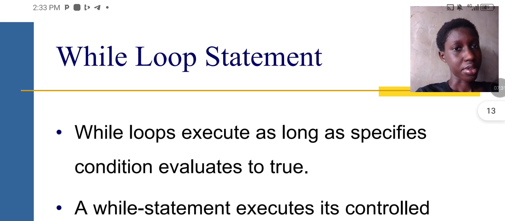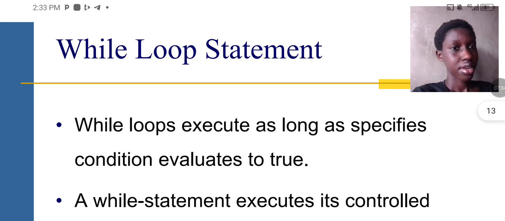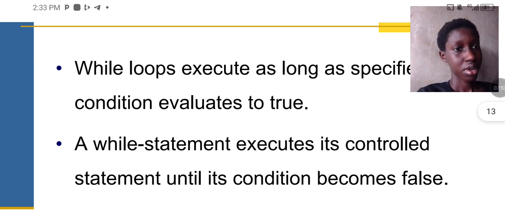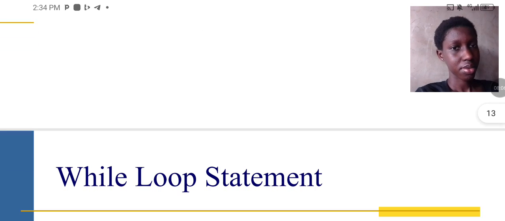For the while loop, the while loop executes as long as the specified condition evaluates to true, right? So for the for loop, it executes as long as the specified condition evaluates to true, but for the while loop, as long as the condition evaluates to true. And a while statement executes its control statement until its condition becomes what? False. So it executes its control statement until the condition becomes false.